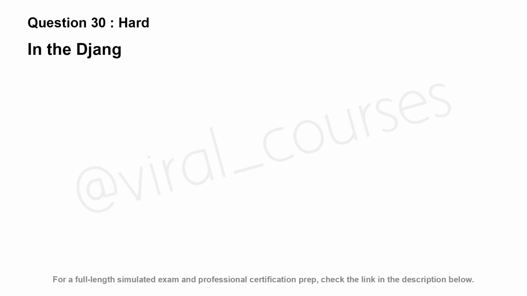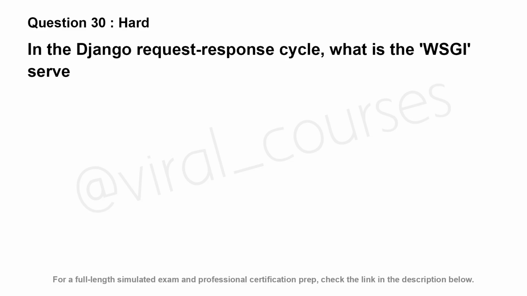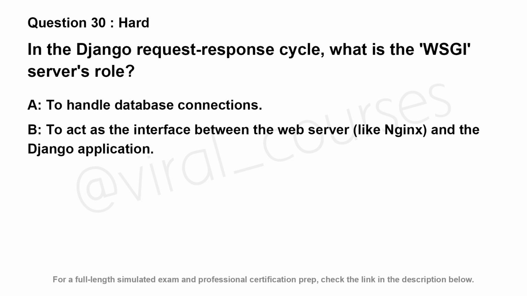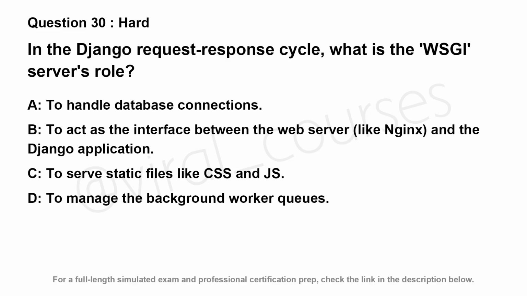In the Django request-response cycle, what is the WSGI server's role? Option A. To handle database connections. Option B. To act as the interface between the web server, like Nginx, and the Django application. Option C. To serve static files like CSS and JS. Option D. To manage the background worker queues.